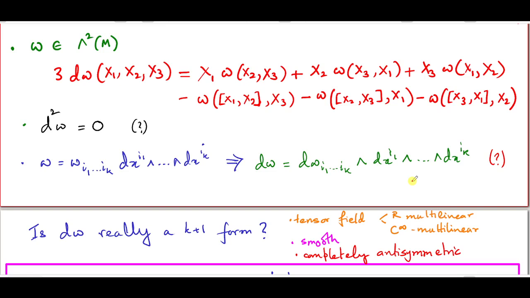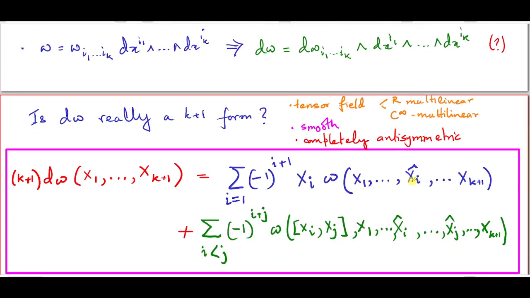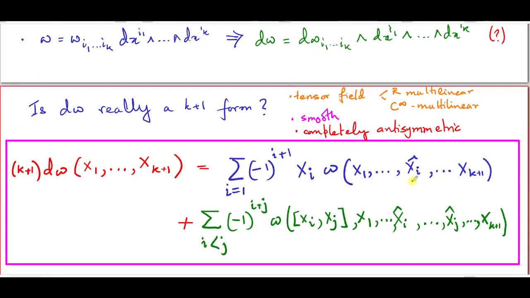Finally, we come to what really makes it a form rather than any other tensor field. It has to be completely anti-symmetric in all its arguments. That is, if you were to interchange any two of the vector fields that are being supplied as arguments, the result has to change sign.